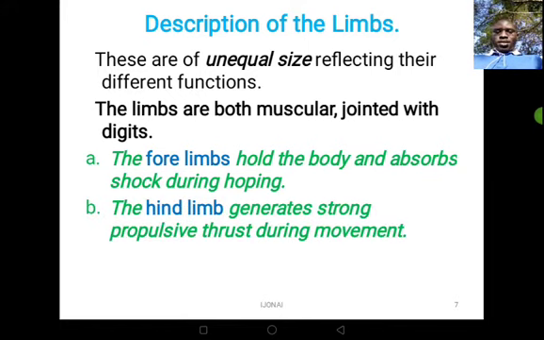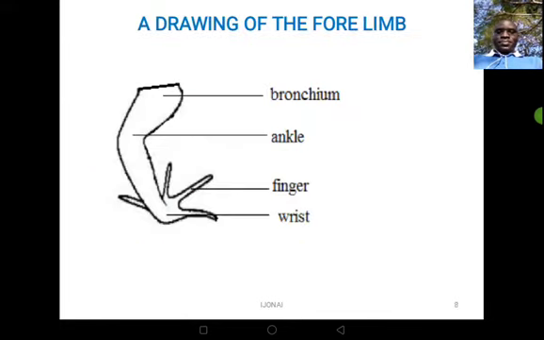And then the hind limbs generate strong propulsive force or thrust for movement. So when they are about to jump, the hind limbs are kicked backwards to generate the jumping force to propel the organism forward. So those are the different functions of the legs. The forelimbs hold the organism upright and absorb shock during jumping, and the hind limbs' function is majorly to generate a strong propulsive force to propel the organism further.